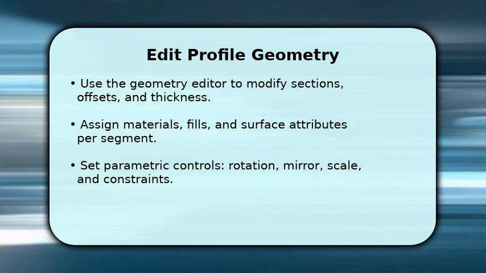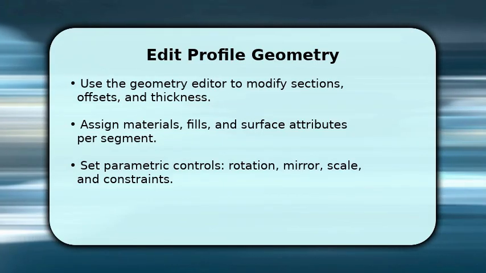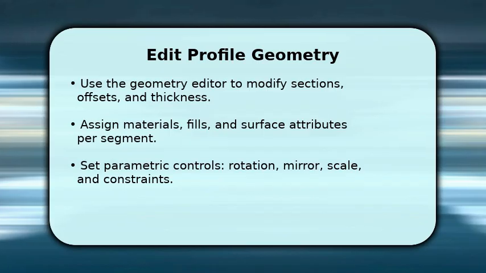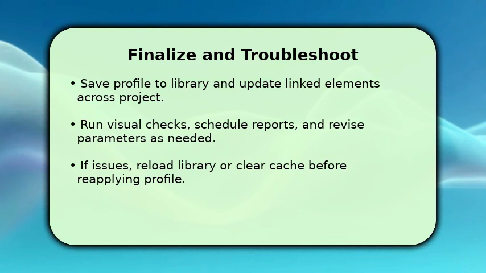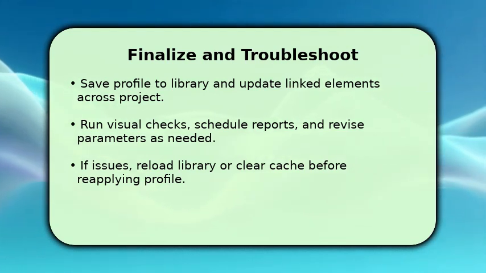Once done, apply parametric controls like rotation, mirror, or scale, and add constraints so alterations propagate correctly. Make sure to test a short extrusion to confirm how the profile interacts with walls, beams, or columns before you finalize by saving the profile to the project library and updating linked elements so changes take effect globally.